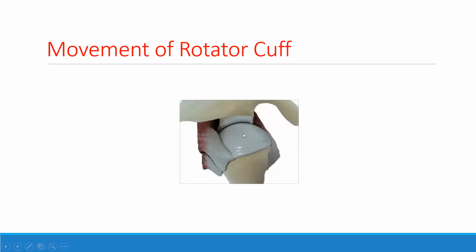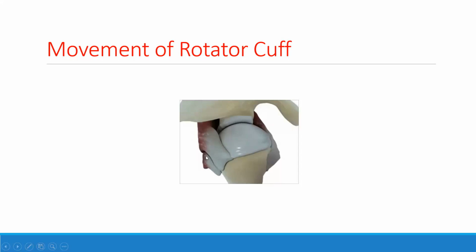This is the head of the humerus right here. Here's the subscapularis right here. Its origin, the origin of all the rotator cuff muscles, is on the scapula. The insertion of all the rotator cuff muscles is on the head of the humerus. Here's the subscapularis inserting on the humerus, and when it contracts, it pulls the humerus forward.